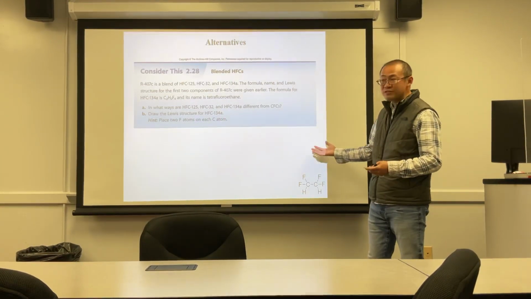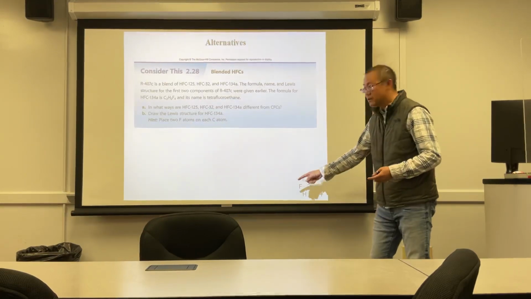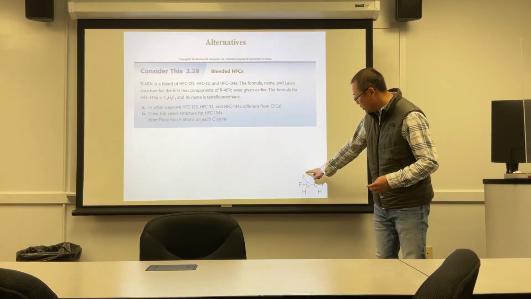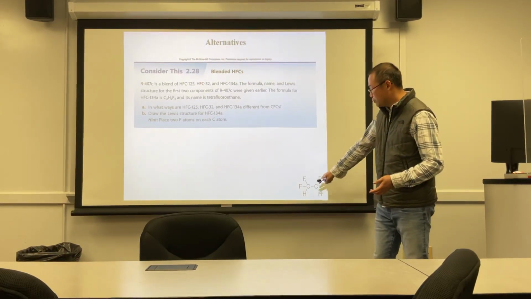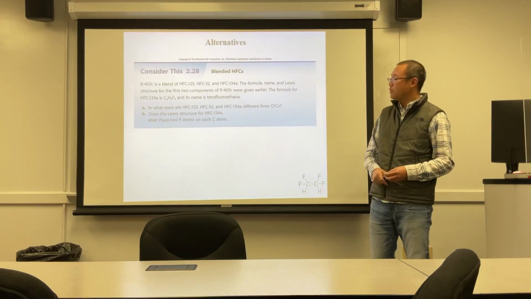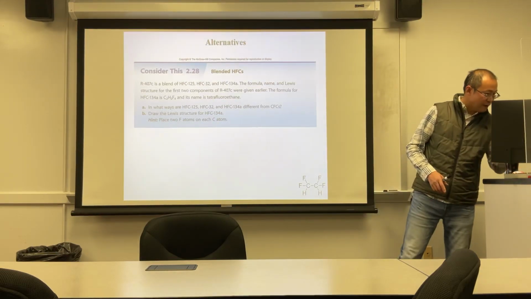Again, the rule is the same: everybody's satisfied with the octet. They didn't show the electrons on the fluorine, but when you draw the Lewis structure, it's better to put the electrons on the fluorine.